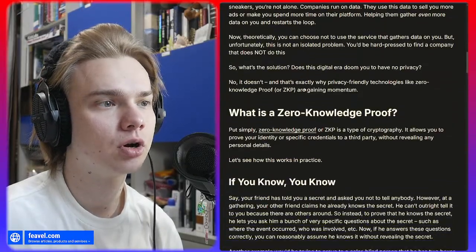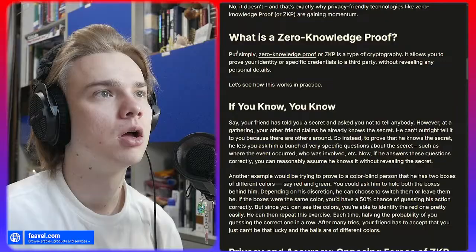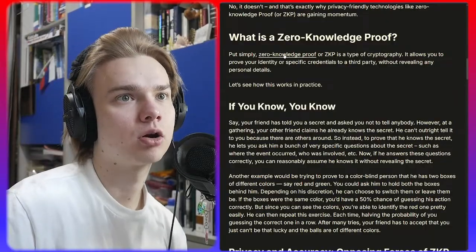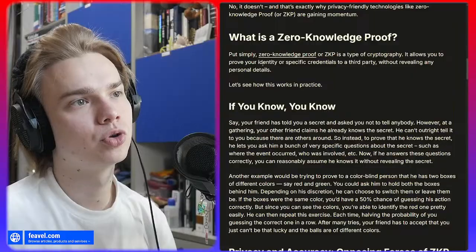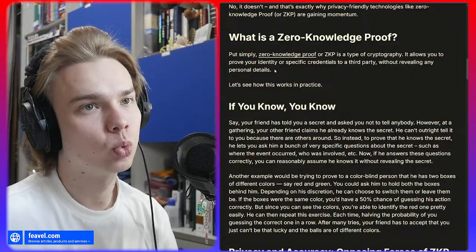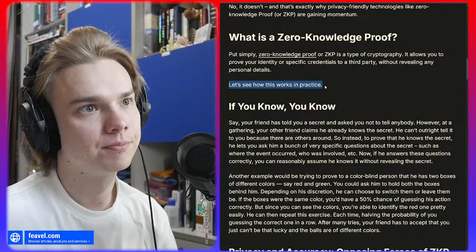What is zero knowledge proof? Put simply, zero knowledge proof, or ZKP, is a type of cryptography. It allows you to prove your identity or specific credentials to a third party without revealing any personal data.